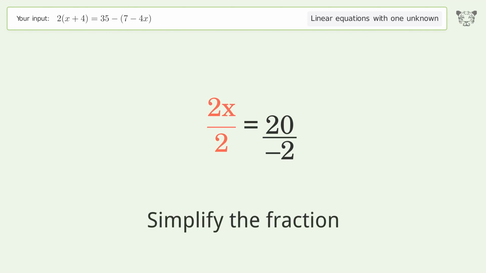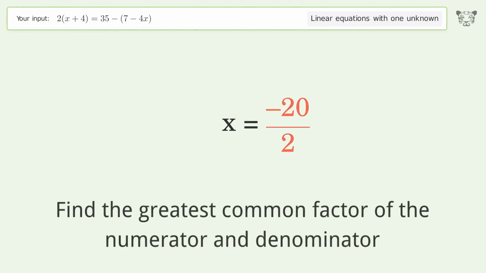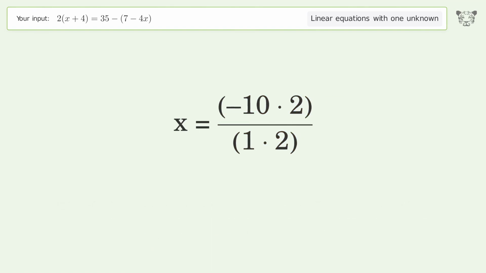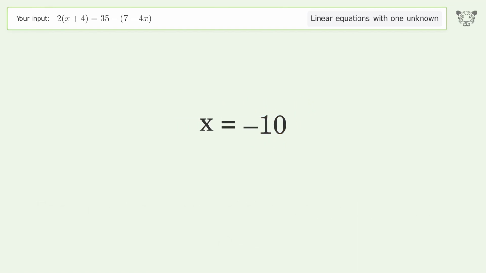Simplify the fraction. Move the negative sign from the denominator to the numerator. Find the greatest common factor of the numerator and denominator. Factor out and cancel the greatest common factor. And so the final result is x equals -10.